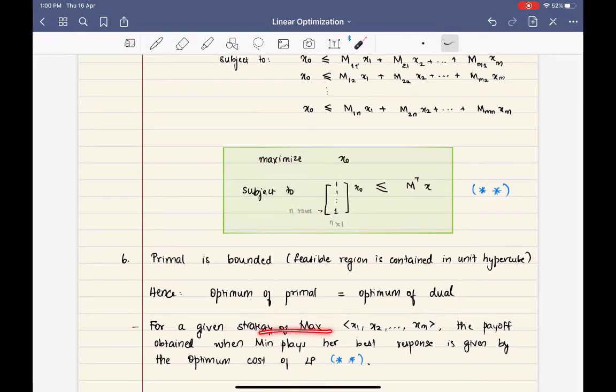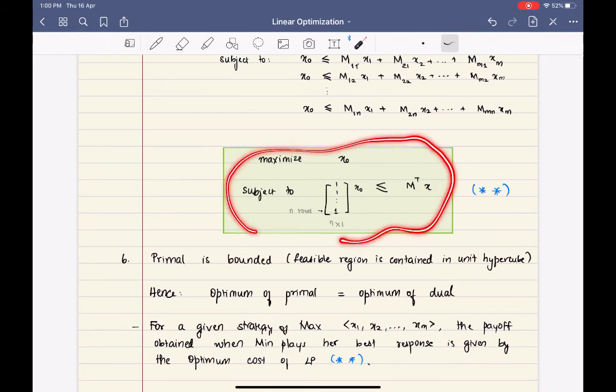For a given strategy in max, the payoff obtained when min plays a best response is given by the optimum cost of this LP. Once again remember that we are still in the case where x1 till xm are constants and x0 is the only variable, and given this, solving this will give us the answer for x0.